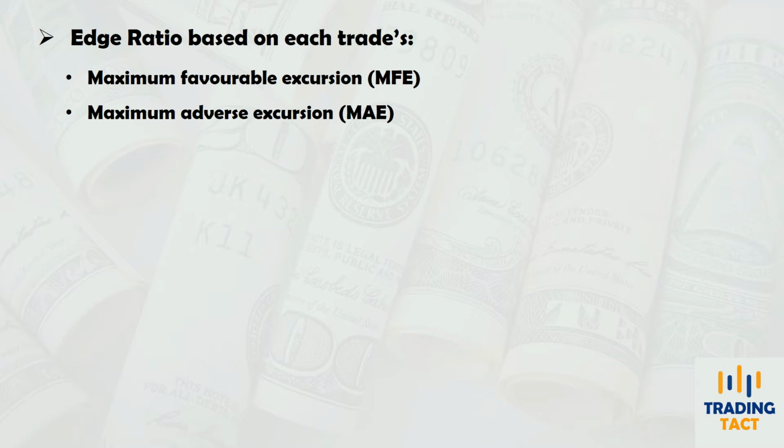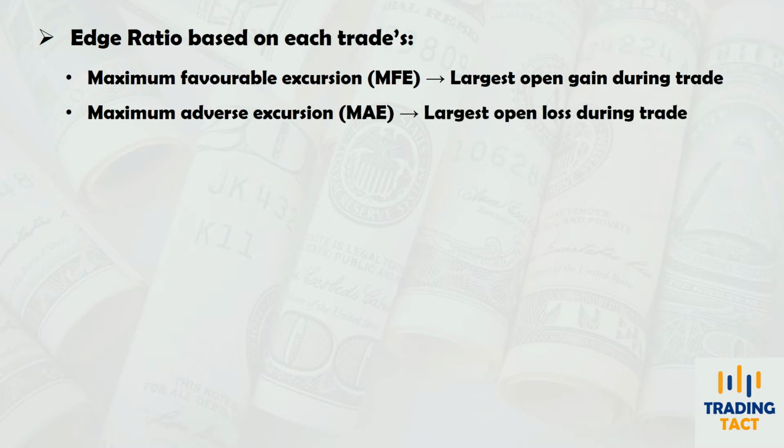Maximum favorable excursion is the largest open gain during a trade. It measures the furthest that prices moved in your favor. Maximum adverse excursion is the largest open loss during a trade. It measures the furthest that prices moved against you. Both MAE and MFE are calculated relative to your entry price.